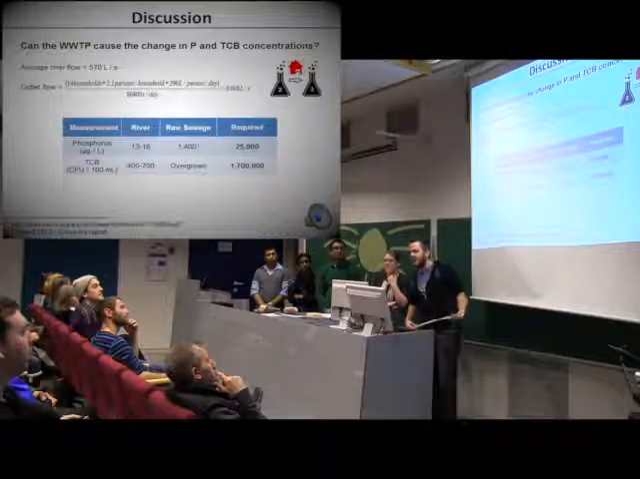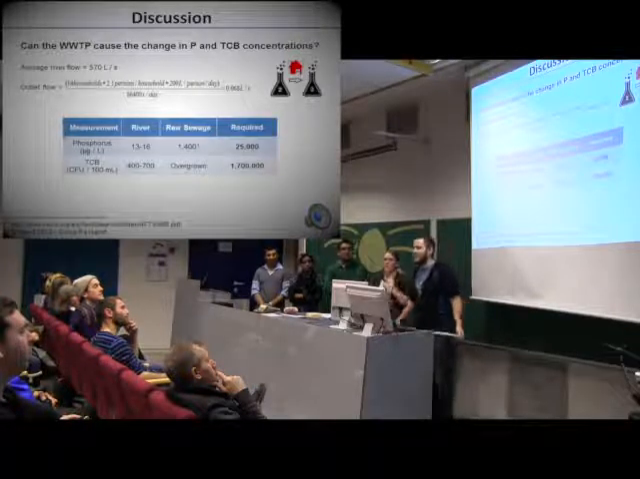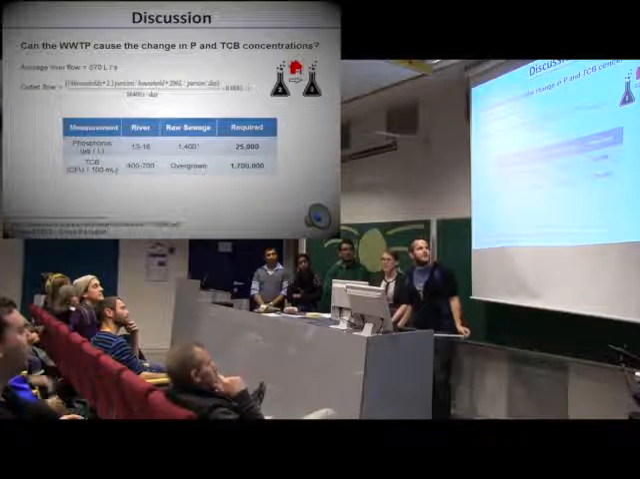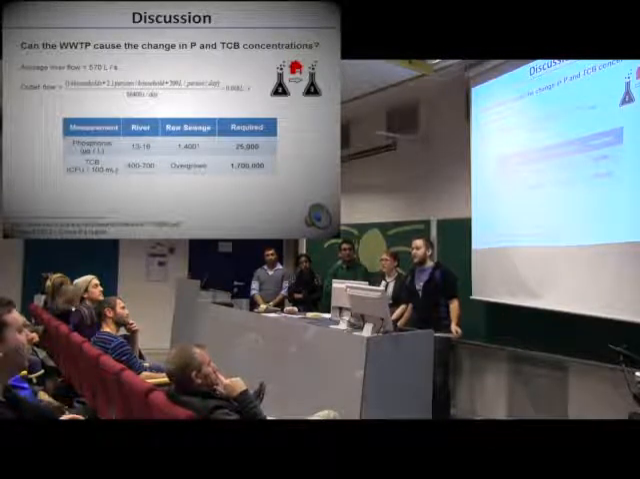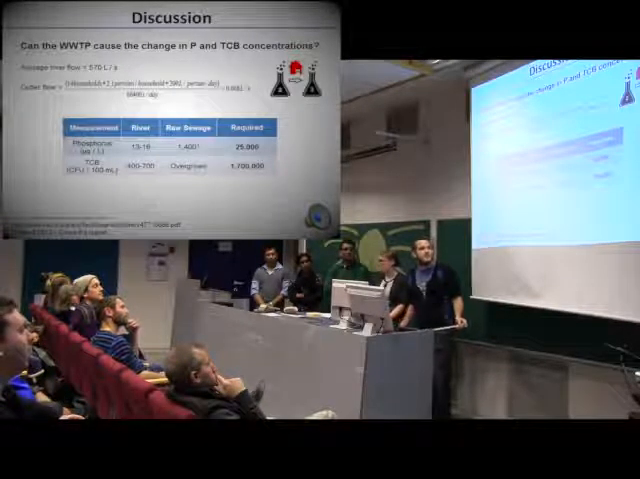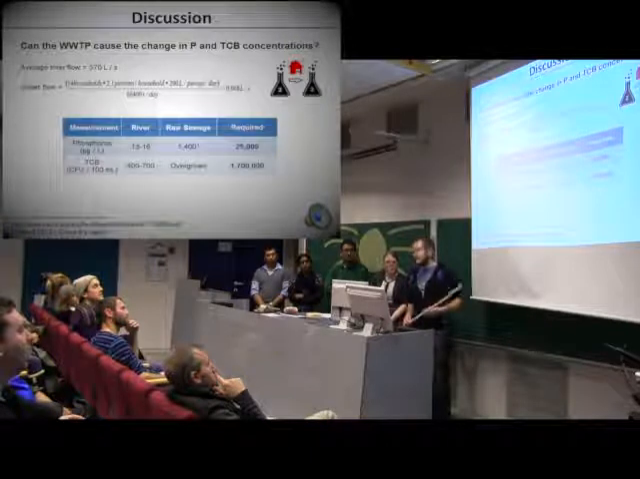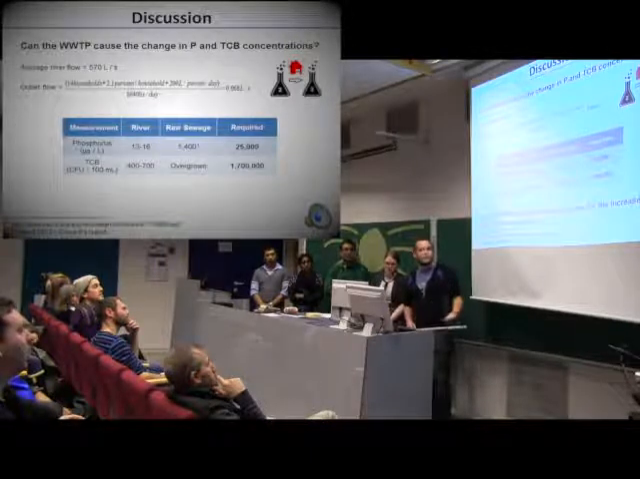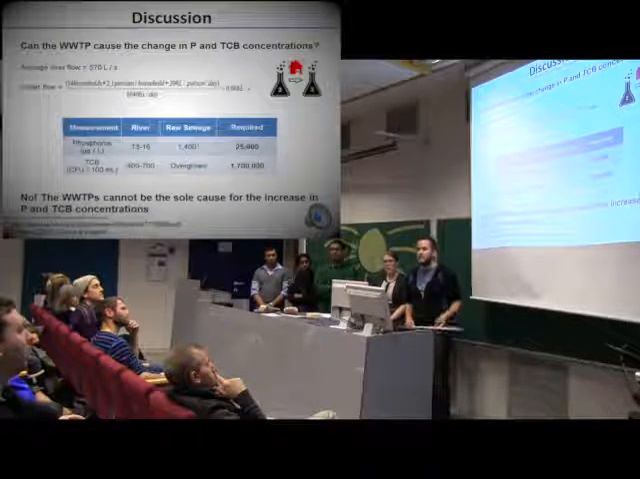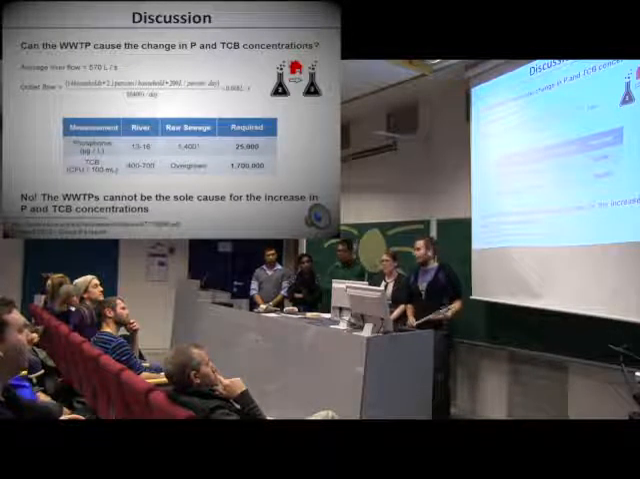And as you can see, the required concentrations for phosphorus are enormously high. We're looking at 17 times higher at 25,000 micrograms per liter than raw sewage. And for TCB, we have values over 2,000 times as high as are already in the river. From this, we can conclude that the wastewater treatment plants cannot be the sole cause for the increase in phosphorus and TCB concentrations, just because the values are simply way too high.